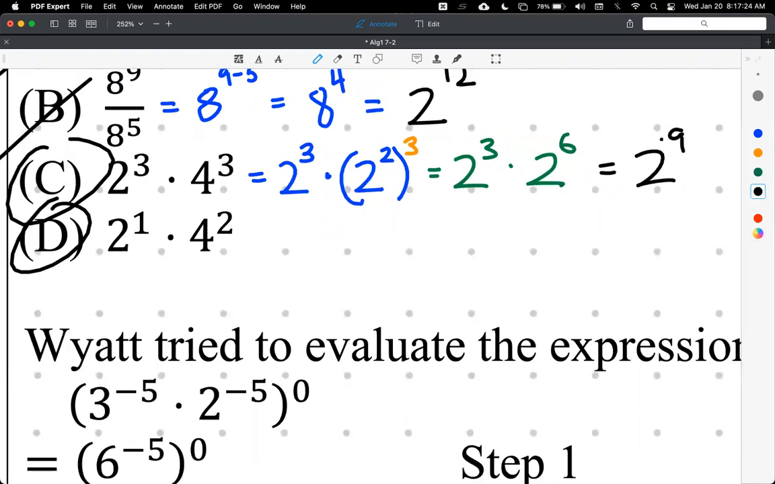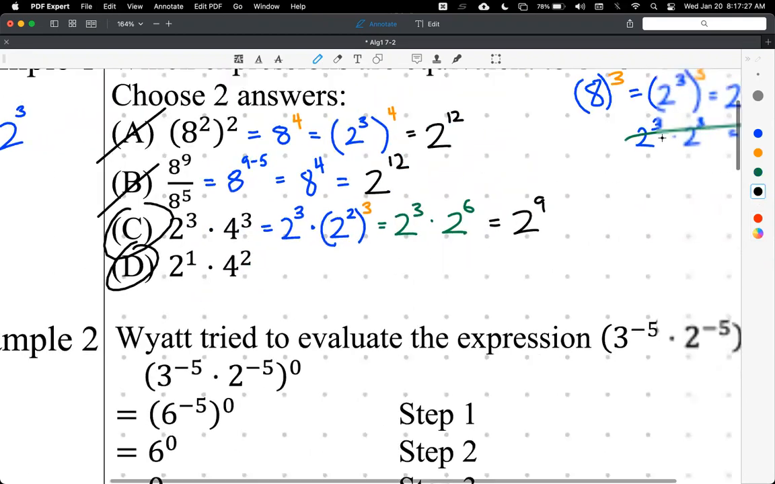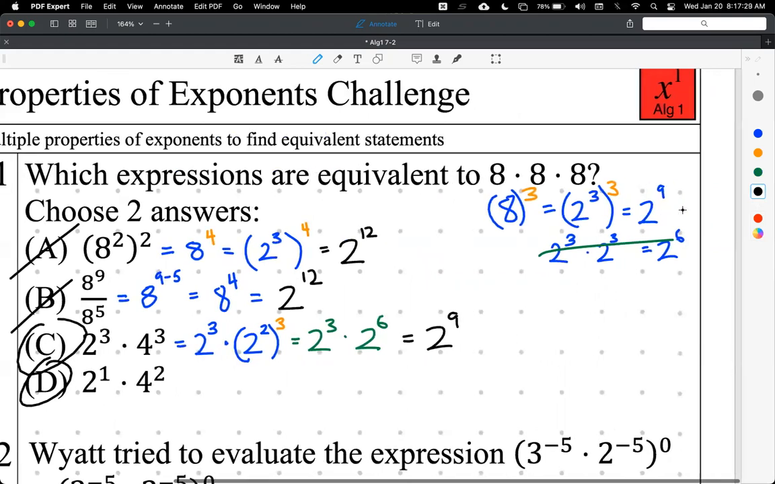And lo and behold, if I zoom out here, that was what we were looking for. We were looking for 2 to the power of 9, so it is an answer. We have verified it. Woohoo! Pat ourselves on the back, and we move on to part D.